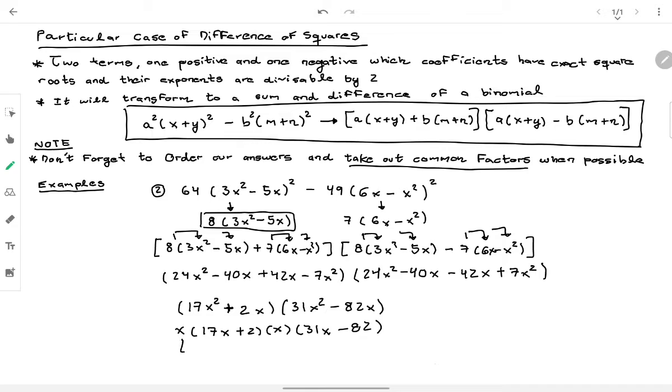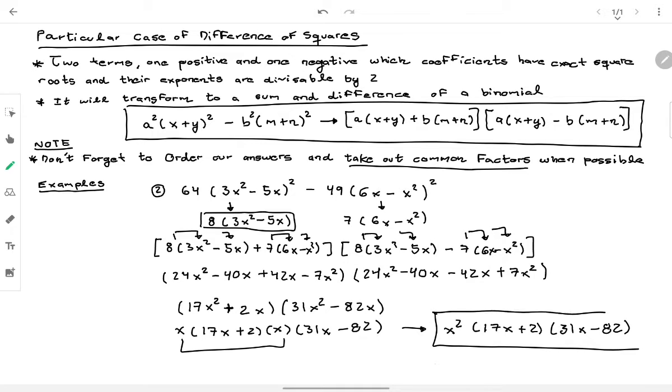So x multiplied by x is going to be x squared. So my final answer is going to be x squared that multiplies 17x plus 2, that multiplies 31x minus 82. And this is going to be our most simplified answer, correctly ordered. So this is going to be our actual final answer.